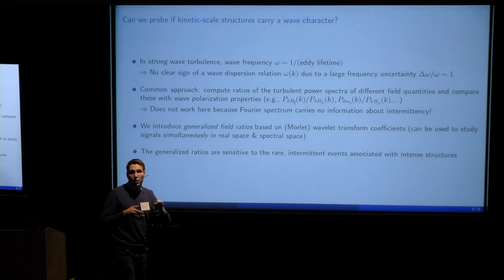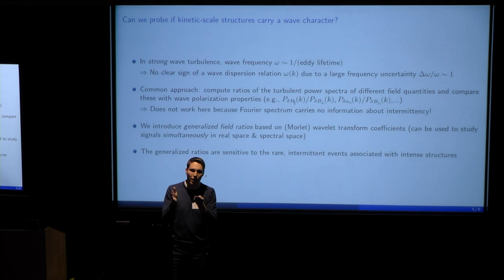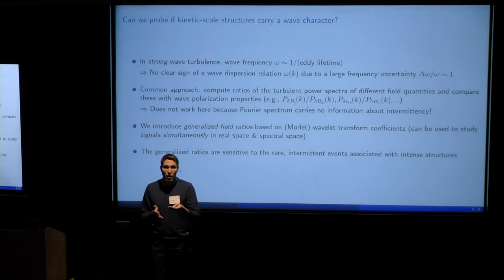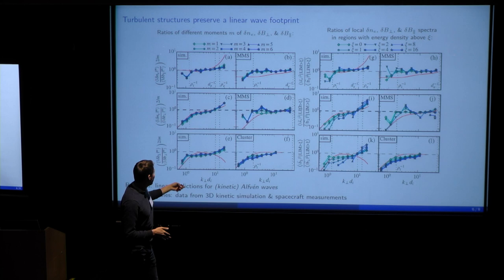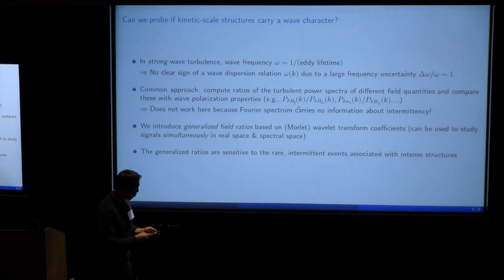With the wavelet transform, they're sort of like bandpass filters in a very simplified way. So you can localize a signal simultaneously in real space and spectral space. So in that sense, you retain information about scale and variation in space. And in this sense, you can also make these ratios sensitive to this kind of rare events. So this is what we did. And here are some of the results we obtained.